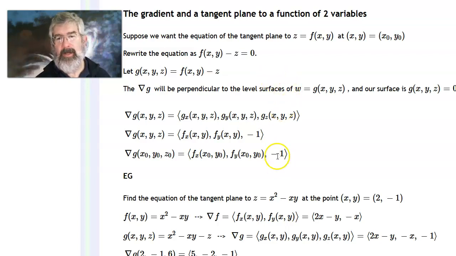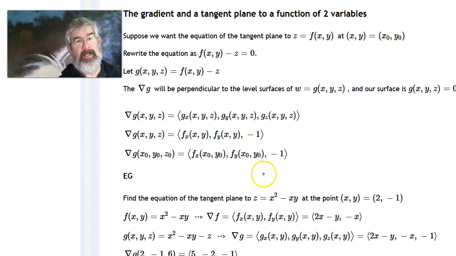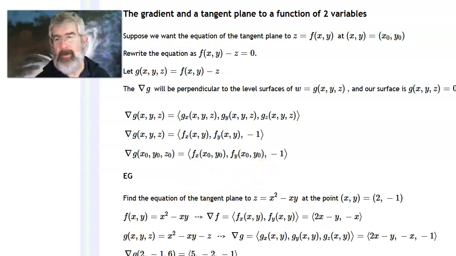Right? Because without the minus 1 here, just those two components, that's the gradient of f. But now the gradient of g has those two components with a minus 1, and it's perpendicular to my surface. And it can serve now as the normal vector for my plane. So here, let's do an example.